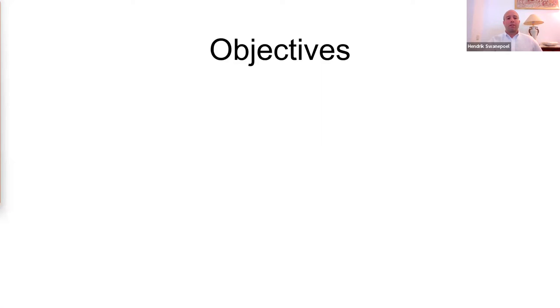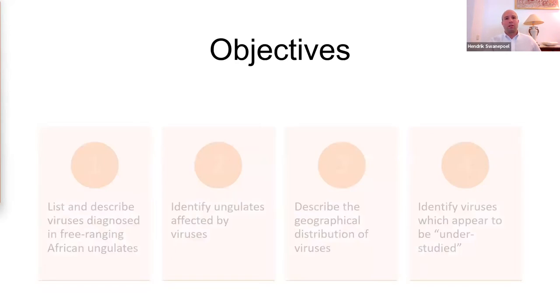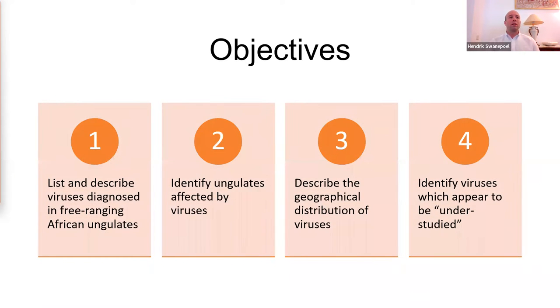The objectives of the study were set to be able to answer our research questions, which were firstly to list and describe viruses diagnosed in free-ranging African ungulates. The second objective was to identify ungulates affected by viruses. The third objective was to describe the geographical distribution of viruses. And finally, to identify viruses which appear to be understudied.